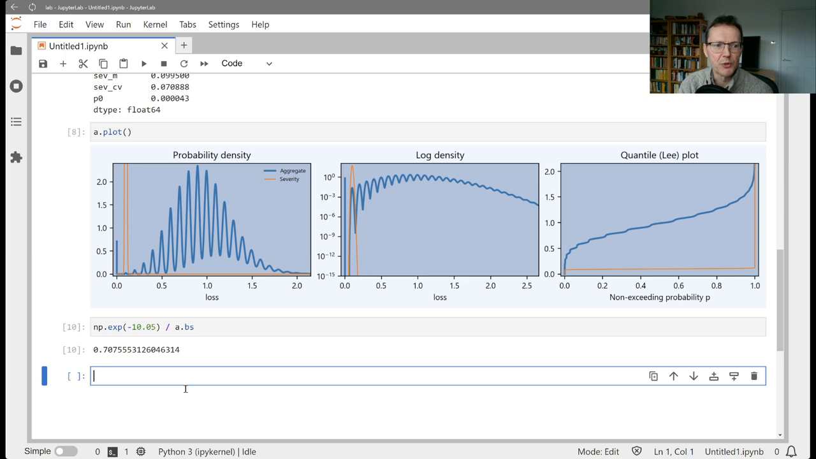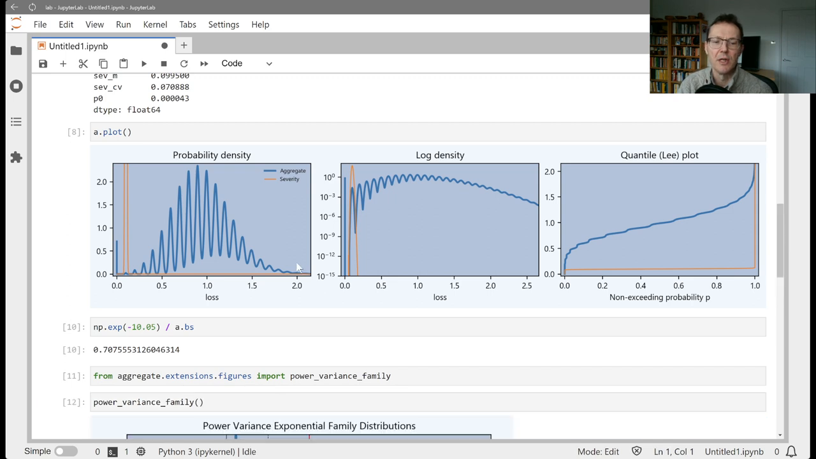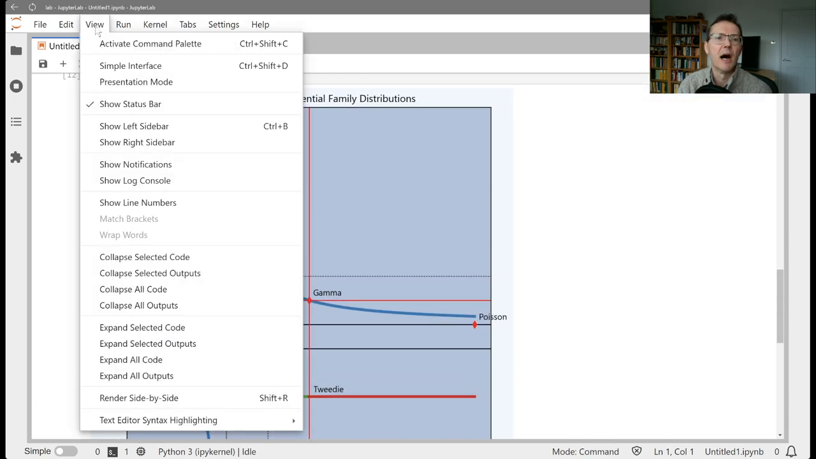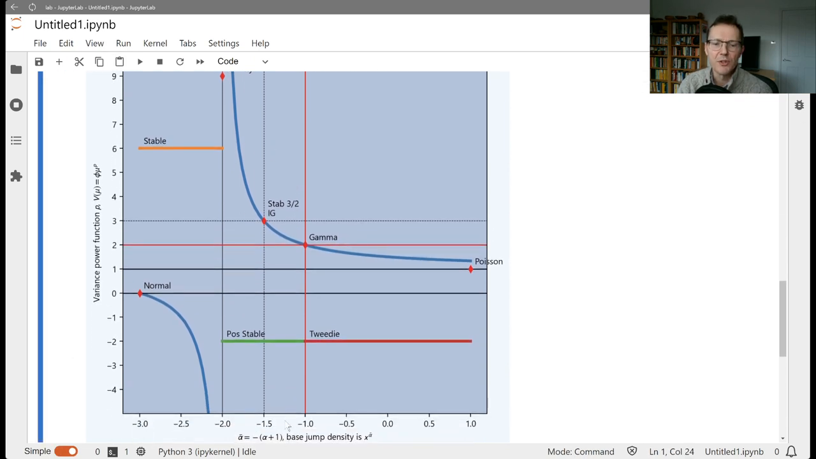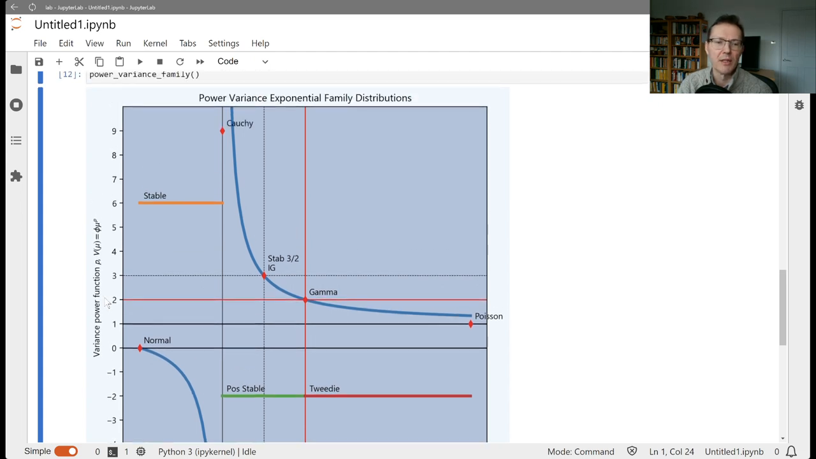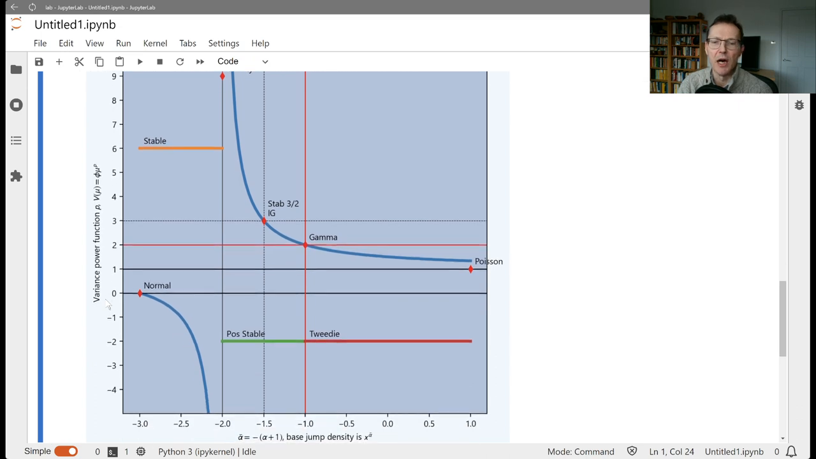So finally, I just want to put the Tweedie in context for you. There's a bunch of extensions that are packaged with this, and in there there are a number of figures that you can do, and one of those is called the power variance function family figure. So just import that function. It's just a function that creates one diagram here, and let's see if we've got enough space to see this. So this is showing where the Tweedie fits in terms of p-values and the alpha values of the tail.